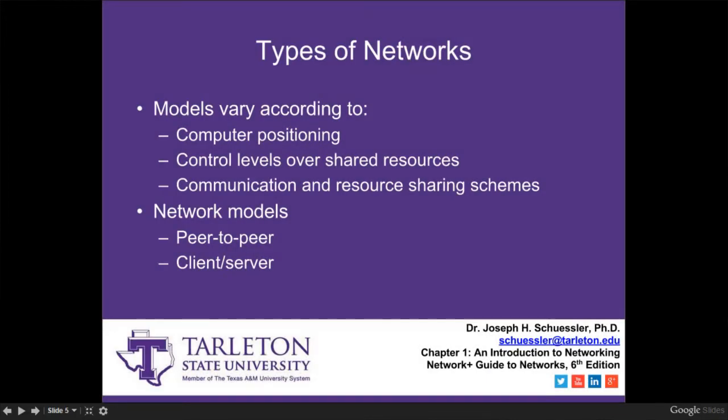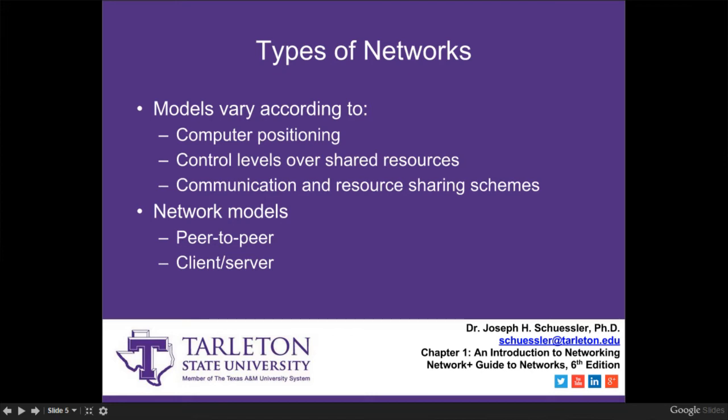Now, when we talk about networks, we tend to talk about different types of models of networks, and there's lots of different types of models. There's lots of different ways of looking at networks and categorizing different types of networks. Some of these different models are based on the positioning of computers. They're used to describe how control is done over various resources, and how communication and resource sharing schemes are implemented. So there's different ways of looking at network models.